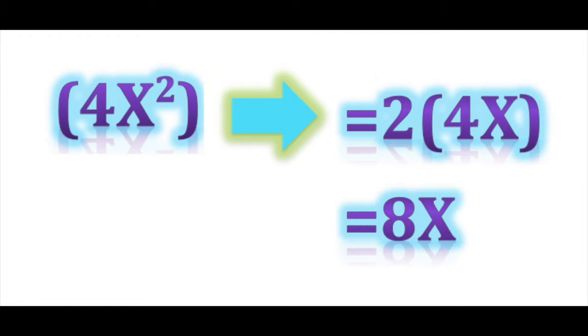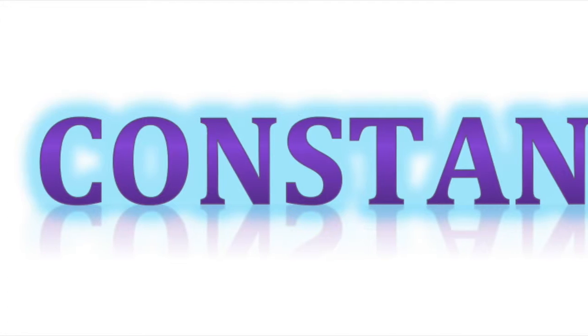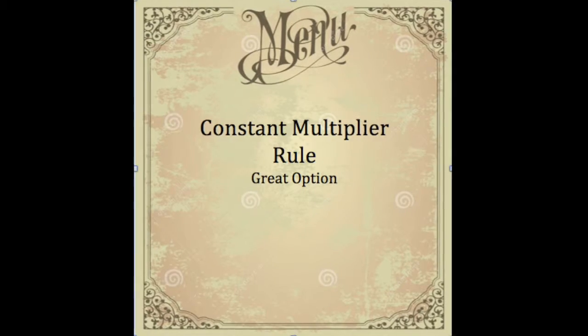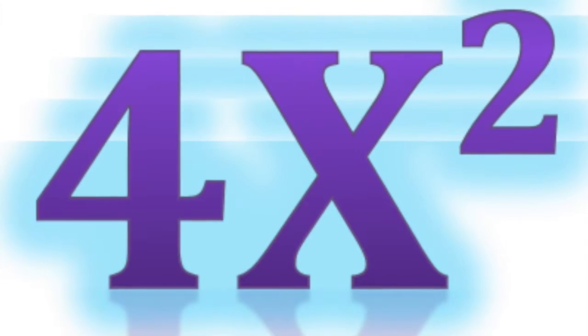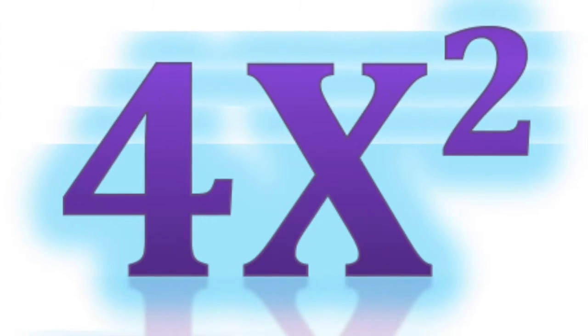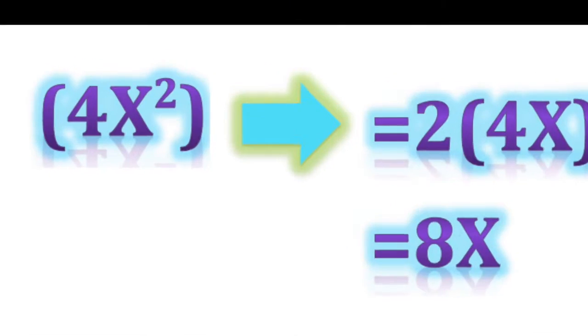Constant multiplier rule. F of x is differentiable. C is gonna be a constant. Using this rule is a great option. 4x to the 2. This is all we gotta do. Bring that 2 to the 4. Multiply it with that 4. Subtract 1 from your power. Better do this or you'll be sour.